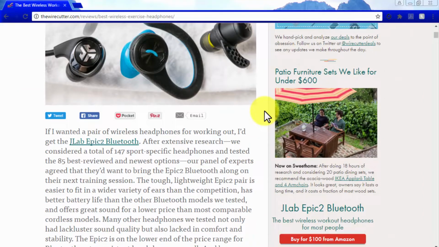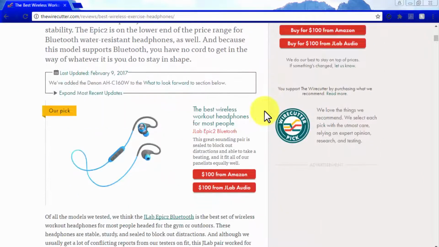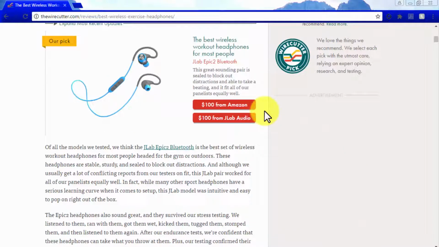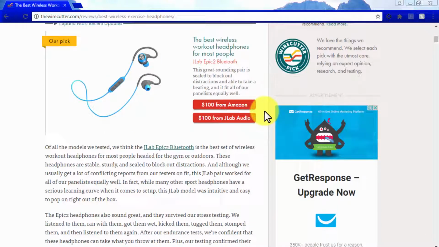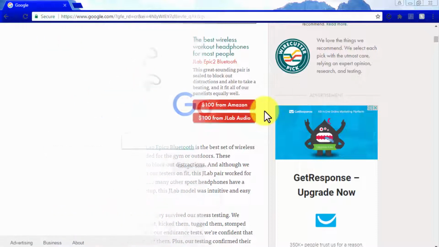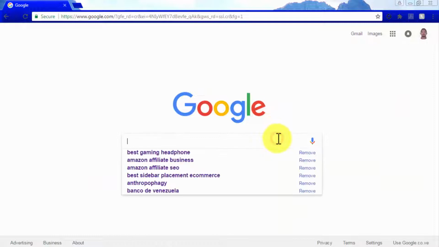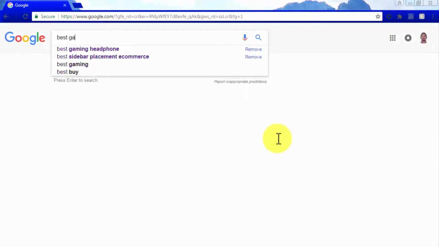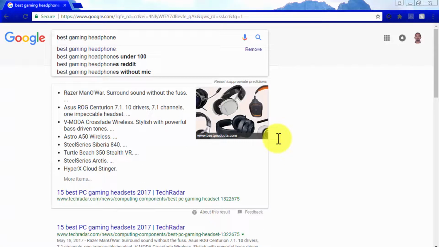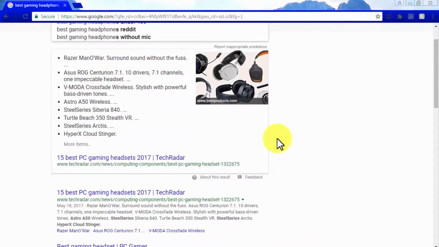The strategies that we are about to reveal next are being used by the most successful and most profitable Amazon affiliate sites around, so pay good attention and start applying them as well. Use profitable keywords. Profitable keywords are keywords that drive purchasing intent and that are used by people to search for information about products on any given niche when they are ready to make a purchase.